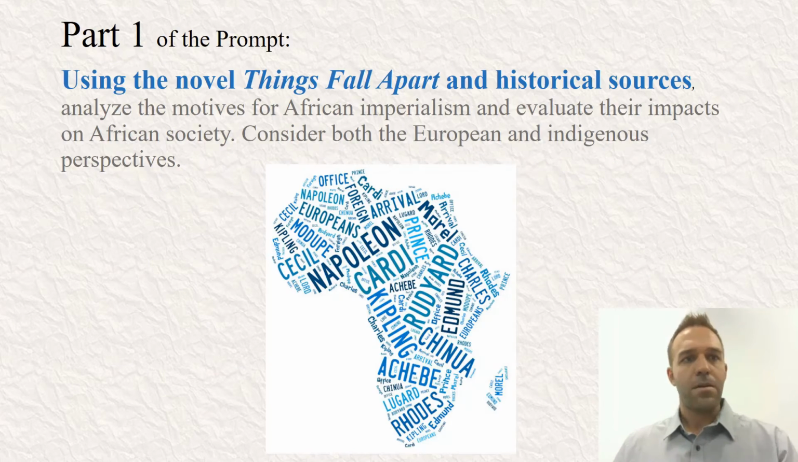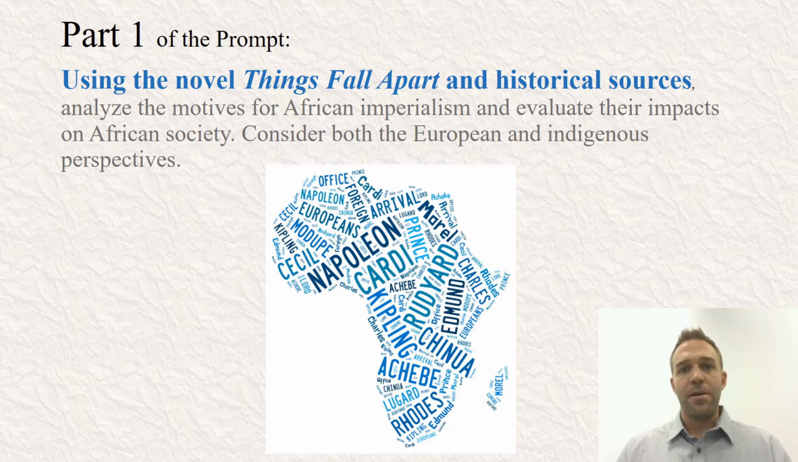Here we go. The first part of the prompt is using the novel Things Fall Apart and historical sources. So what does that mean? Well, it means using your novel Things Fall Apart, Chinua Achebe, as well as all the historical sources you've gotten so far regarding imperialism in Africa from your history classes. Each class may look a little bit different, or the packet of information you may have may look different, but it's pretty much all the same authors.